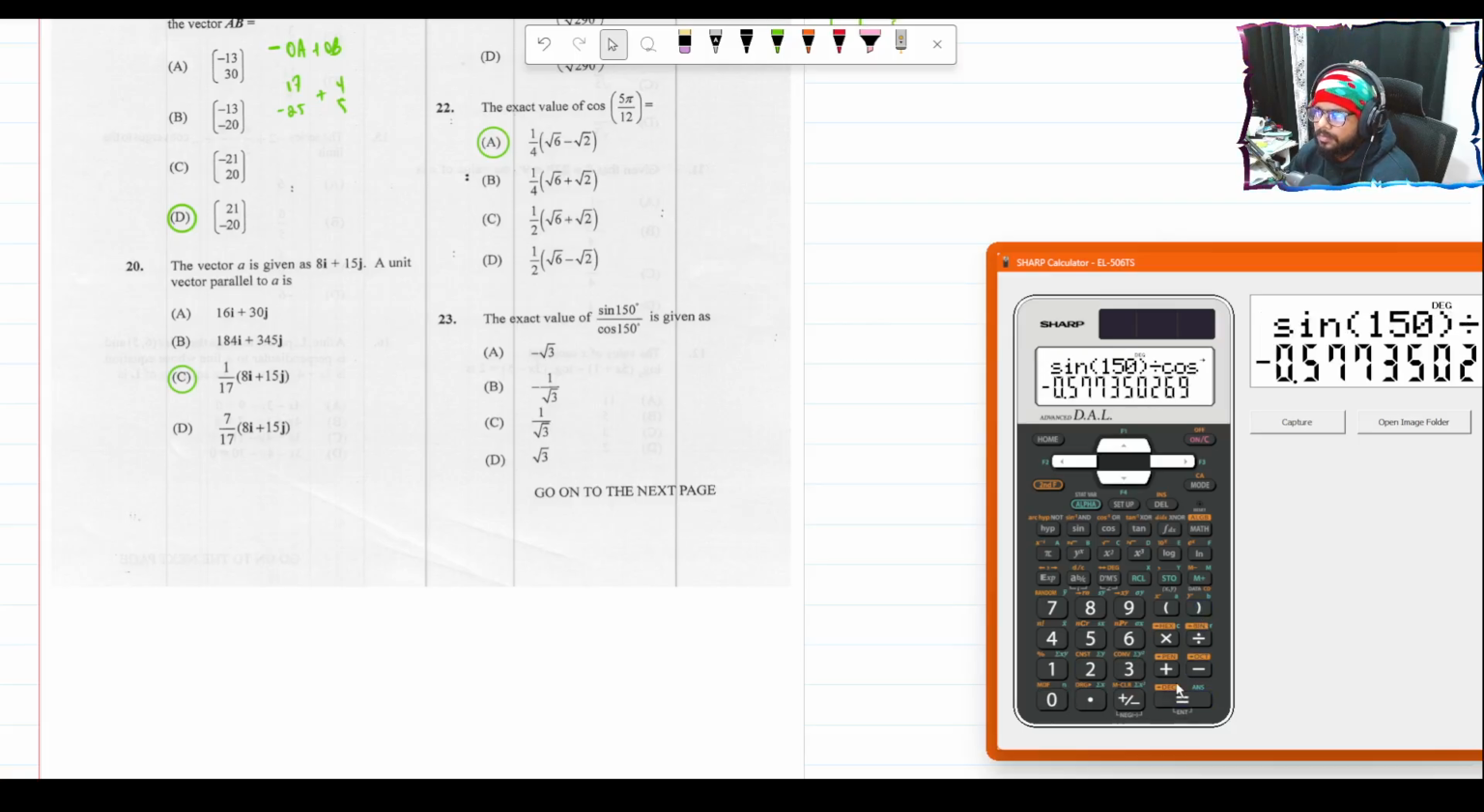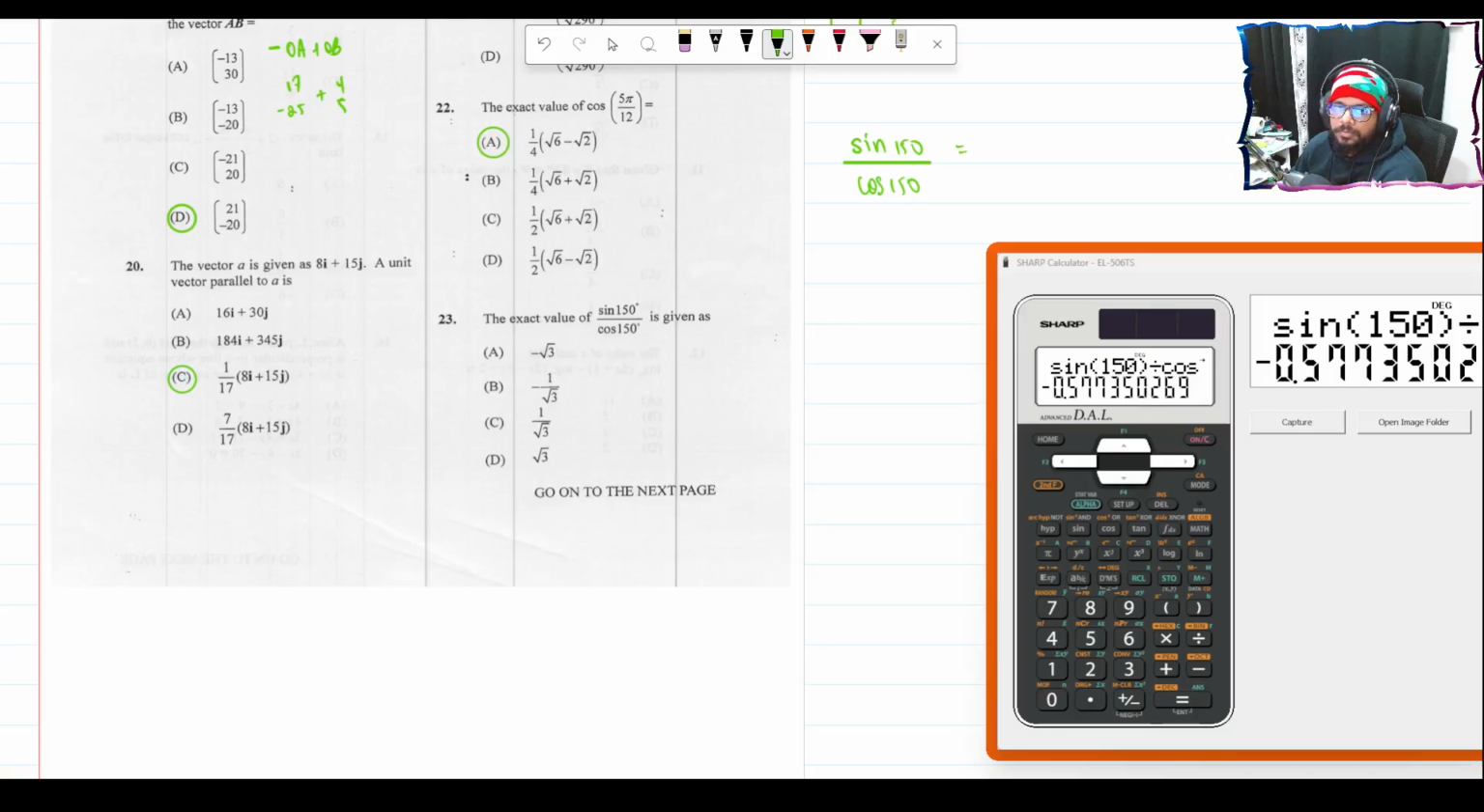Now, I show some of my students this. I think I showed this in one of the videos. And I could use this for those of you who are going into the pure maths, right? I get this value here. And this could help you in an exam in the future. Sine of 150 over cosine of 150 is equal to this number displayed on the calculator.